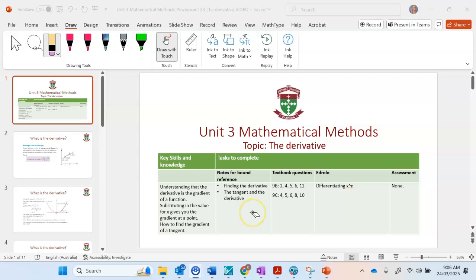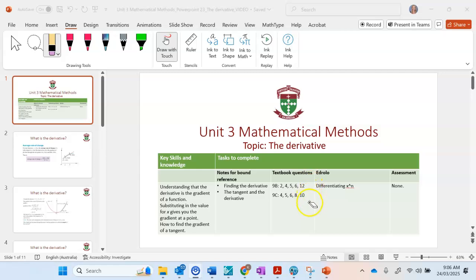All right, so for your bound reference, just make sure you know how to find the derivative. We're not going to do anything too complicated, but if you do come across a question that you think, oh, that one's a bit tricky, I should probably add that to your bound book, then add it to your bound book.